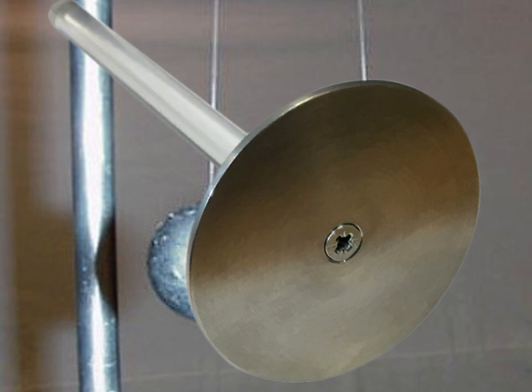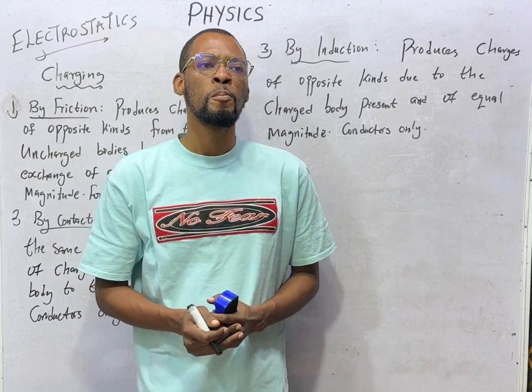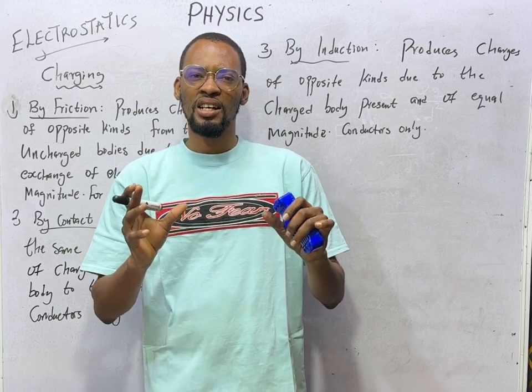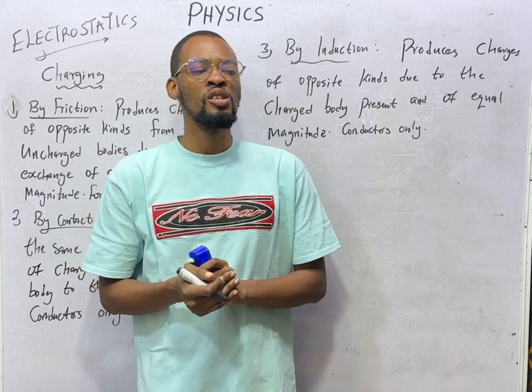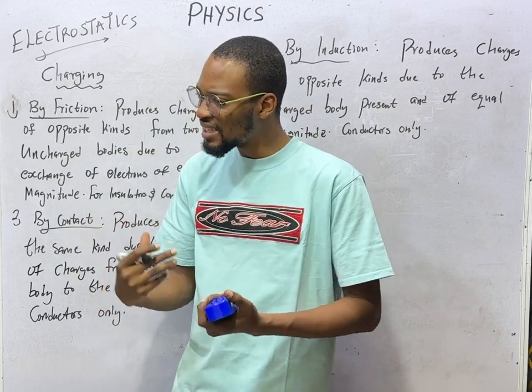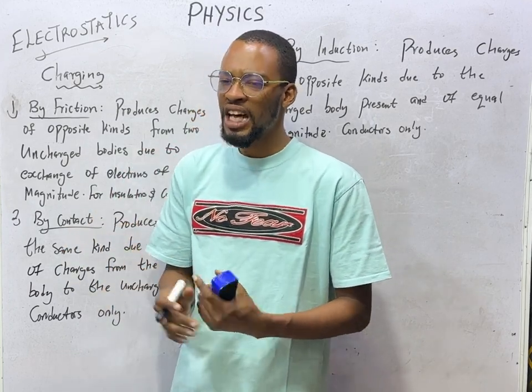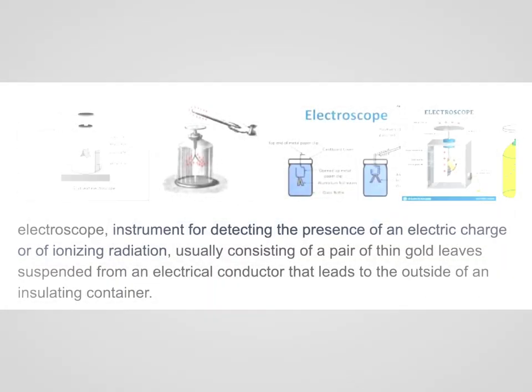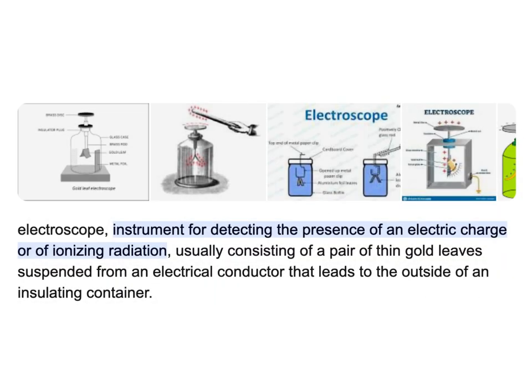Now, talking about charges, charges can be detected using what we refer to as electroscope. It is used to detect charges. Now, how does this work? The electroscope for detecting charges. Now, look at detection. We are talking about electroscope right now, as you can see.